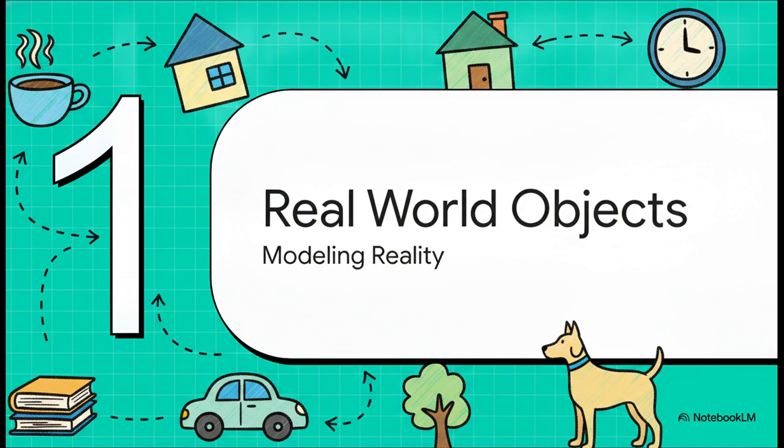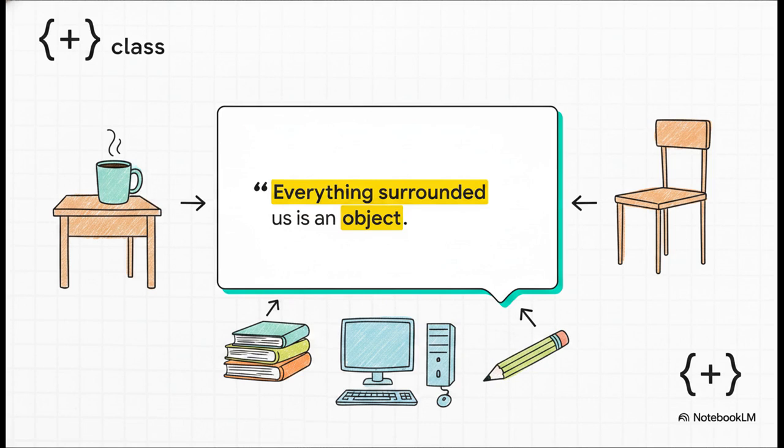To truly understand how we build software, we actually need to step completely outside of the computer for a minute and just look at our physical reality. Everything surrounding us is an object. Take a second and really let that bold claim sink in. It comes straight from our source material, and it sets the perfect foundational mindset for our entire explainer today. Seriously, just look around the room you're sitting in right now. The desk, the chair, the coffee mug you're drinking from, literally every single thing is an object.